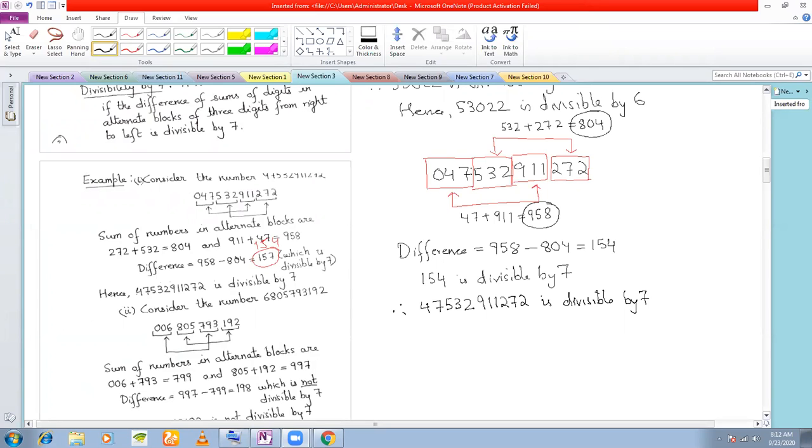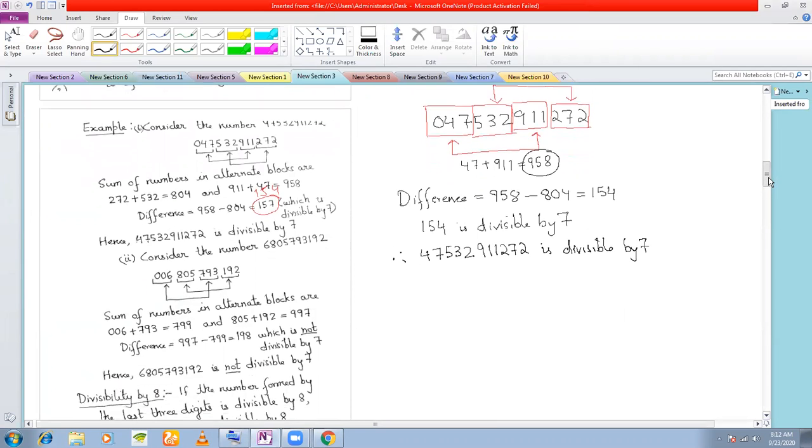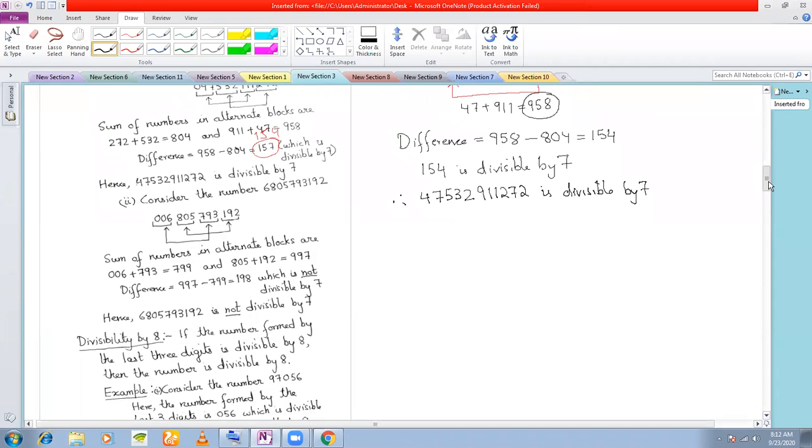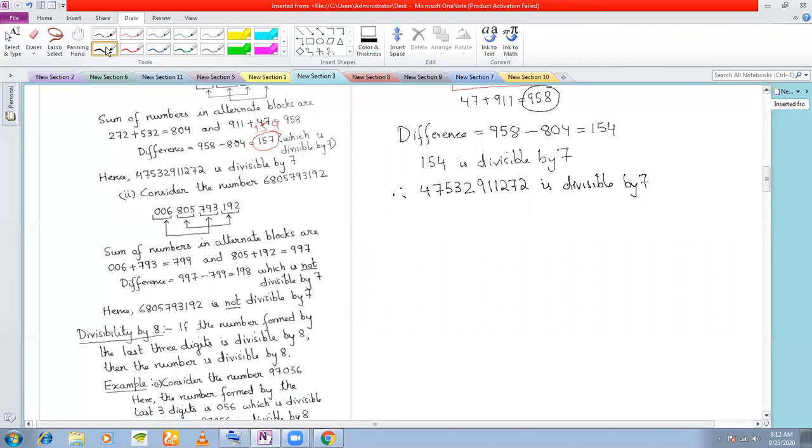Okay, so I'm back here now. Let us take another example and check whether that number is divisible by 7. Let's take another big number. Let us take the number 6805793192.